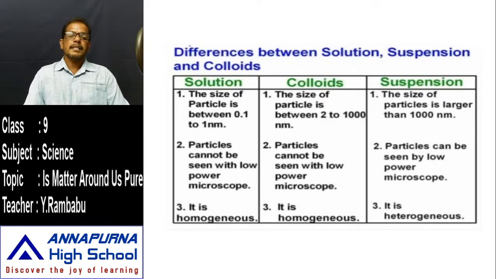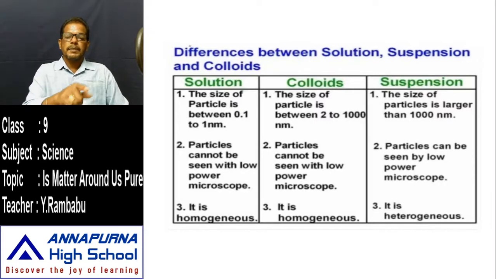And in colloids, the particles can be seen with a low power microscope. Low power microscope and high power microscope are based on the magnification factor. For example, if the magnification factor is 10 times, 40 times, 100 times, 200 times, that is a low power microscope. If the magnification factor is 1000 times, 10,000 times, that is a high power microscope, what we call an electron microscope. Next, in suspension, the particles can be seen even with a low power microscope. They are seen even by the naked eye, so by a low power microscope also they are clearly seen.